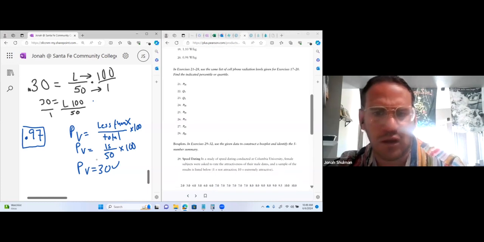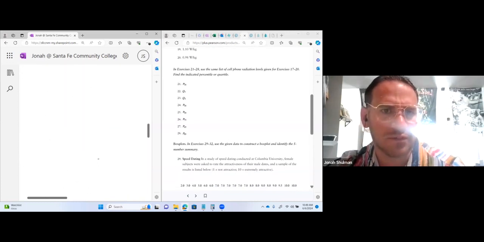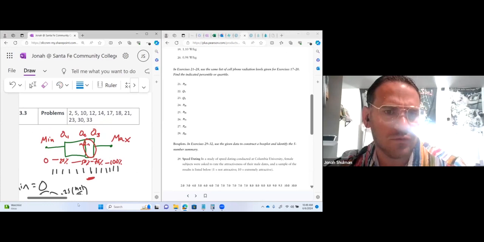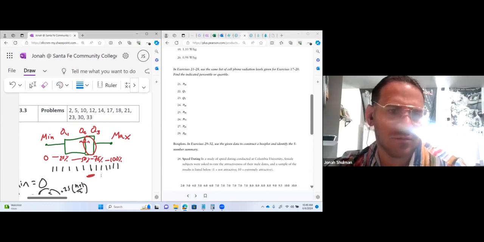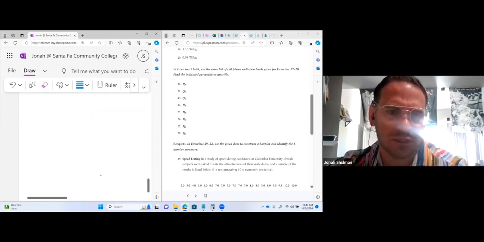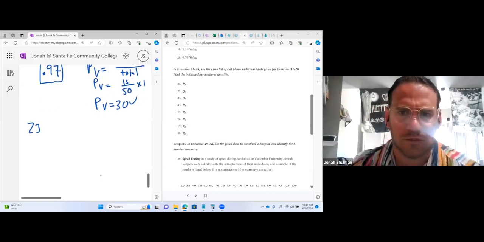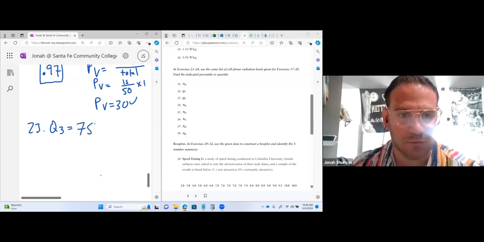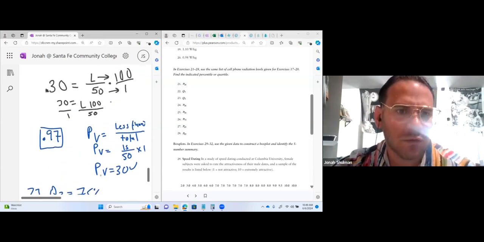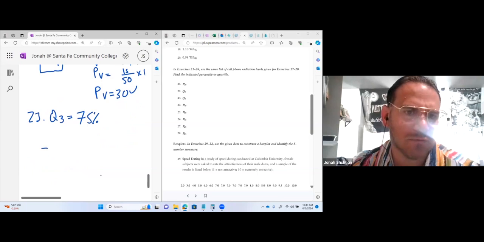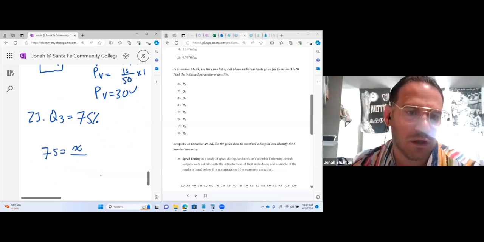Cool. Okay, so I want you to do the box plot yourself. I'll do 23. I'll just let you do the box plot yourself. Try it yourself, see if you can get these values. Let's do 23. 23 says Q3. What's Q3? Well, quartile 3 stands for 75%. So we already know what we want. So we know this has got to be 75 equals X over the total, which is 50, times 100. That's it.